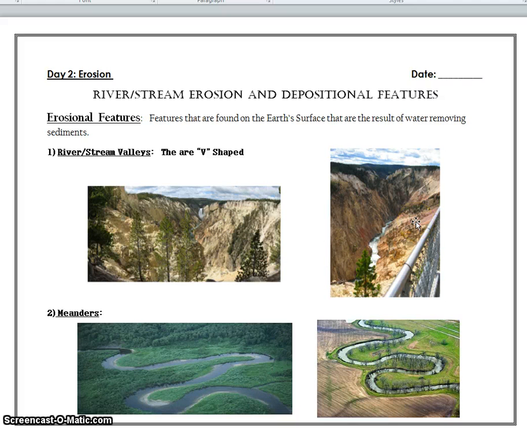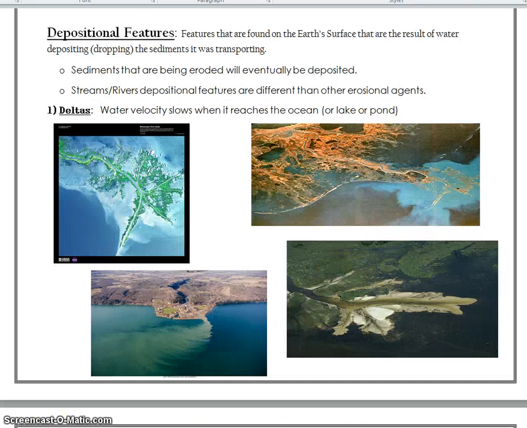Another erosional feature are what we call meanders. Meanders is a word for that water running over the surface. As time moves on and water continues to move over, it will start to curve and bend over the Earth's surface, and we call those meanders. And that word is going to come back up again when we start talking about another feature called an oxbow.